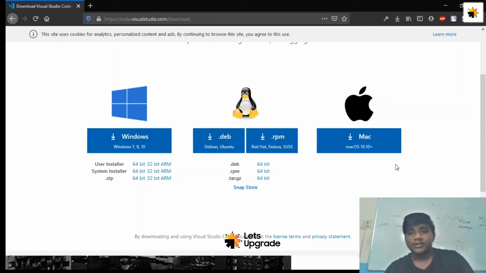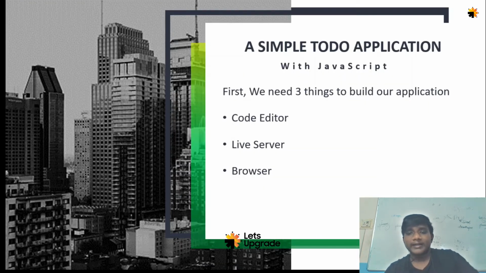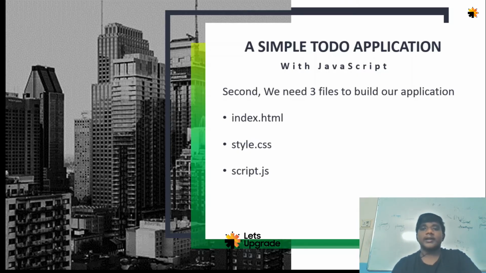And I'm using the Live Server extension in VS Code, I'll explain it later. And I'm using Mozilla Firefox as my default browser. And we need three files to build our application, that is index.html, style.css and script.js. Index.html is used to write the HTML code, style.css is used to write the CSS part, and script.js is used to write the JavaScript code.